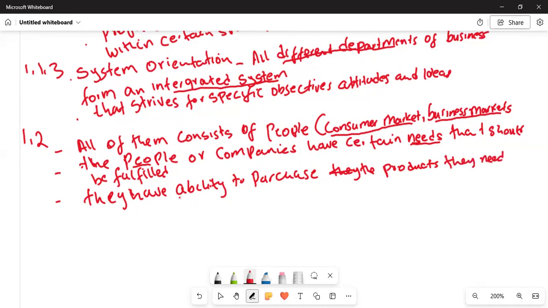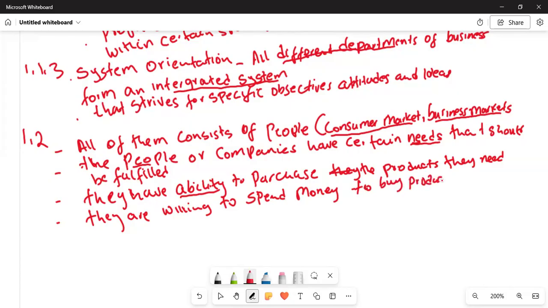So they have to have the ability to purchase, they have to have money. That's what I was talking about. That is when you can say this is a market. Also, they are willing to spend money to buy products or services to satisfy their needs. So that is how we were supposed to attend to this question. So now let us move on.